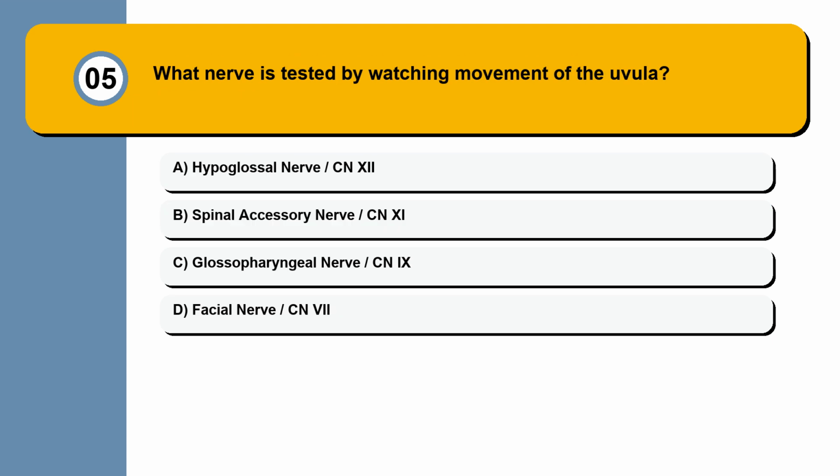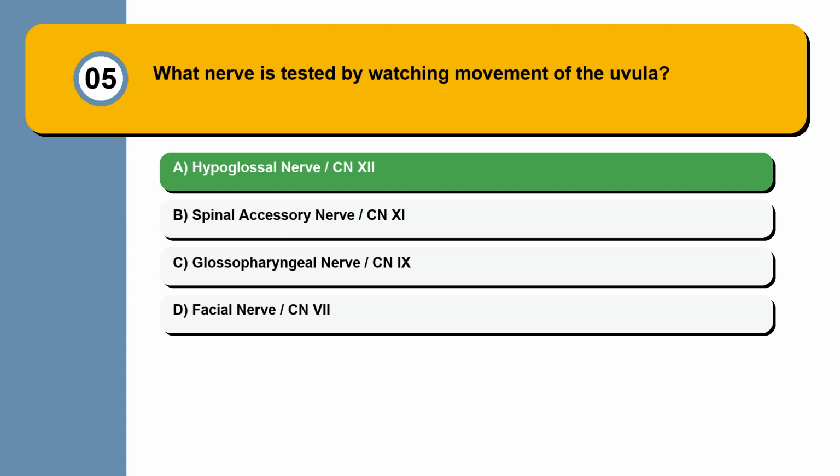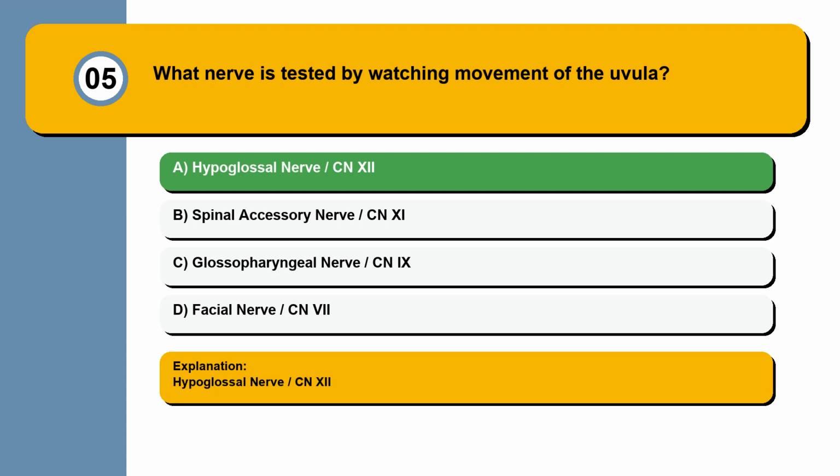Question 5. What nerve is tested by watching movement of the uvula? Hypoglossal nerve/CN12, spinal accessory nerve/CN11, glossopharyngeal nerve/CN9, facial nerve/CN7. Hypoglossal nerve/CN12.